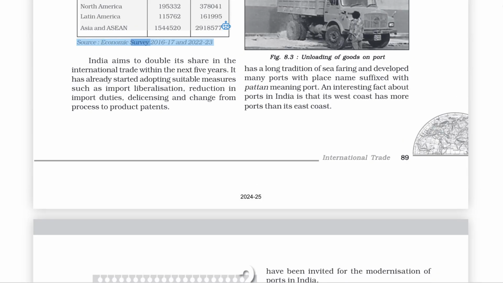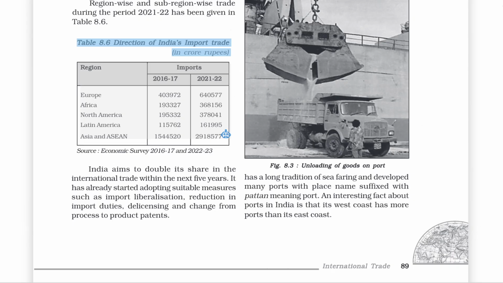Source: Economic Survey 2016-17 and 2022-23. Table 8.6, Direction of India's import trade in crore rupees.